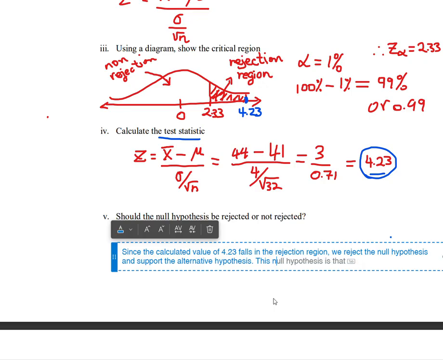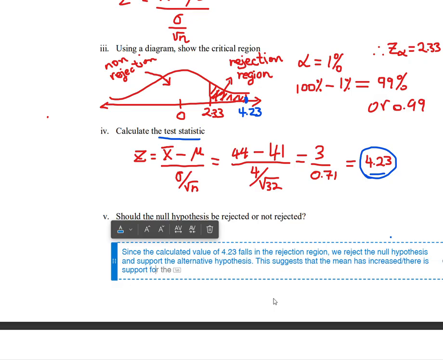And this suggests, remember that the professor proposed that the mean for this year's class is greater than the mean for last year's class. So we say this suggests that the mean has increased. So there is support for the professor's position. There is support for the professor's proposition or hypothesis.